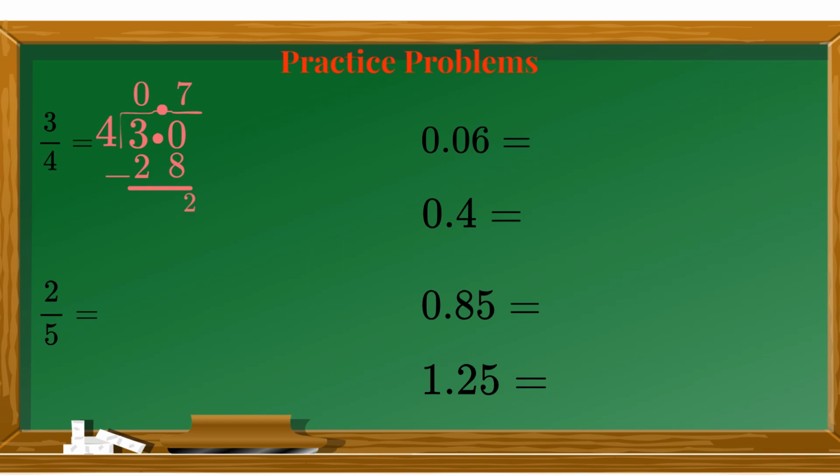So we can't be left with anything, so we need to add another 0 and bring it down. Now we see how many times does 4 go into 20. Well, 4 goes into 20 5 times. That 5 goes above your division bar line. 5 times 4 is 20. 20 minus 20 is 0. So we're left with 0.75 as our answer.